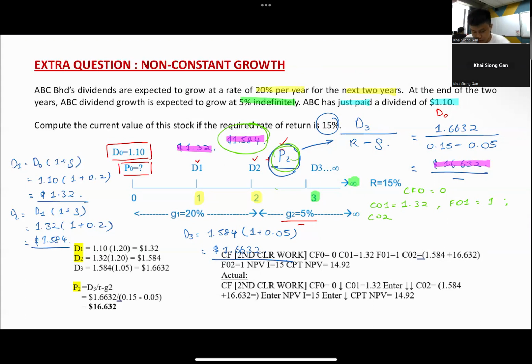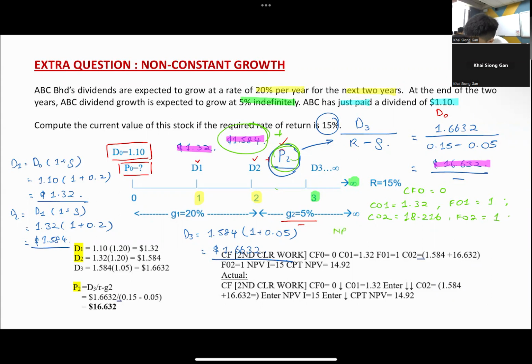Let me calculate it as well. 1.5 x 4 plus 16.632. Okay, so you will get 18.216. And this is what you receive one time as well. The frequency is 1 as well, and done already.